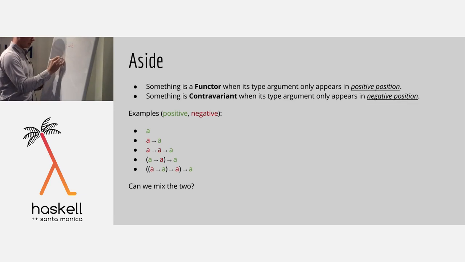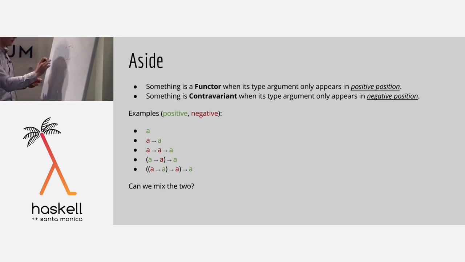Would anyone like to guess what the polarity of C is in this type? Positive. B? Negative. A? Also negative, right? And if it's not clear why A is also negative, think of it like this, okay? You can always curry these things, uncurry, actually.